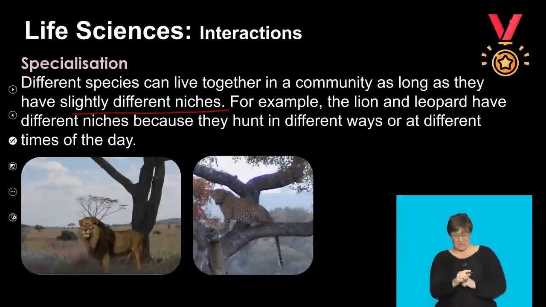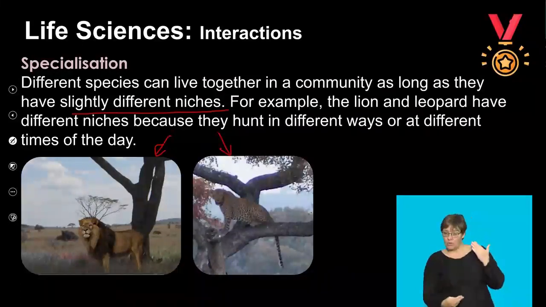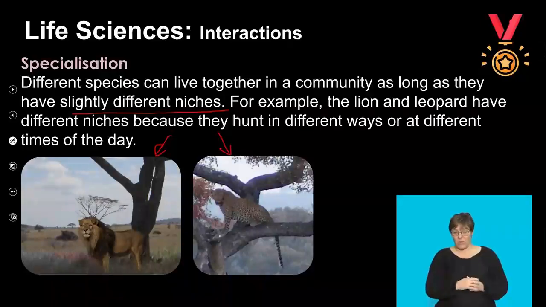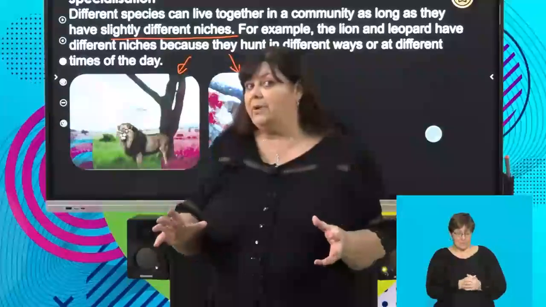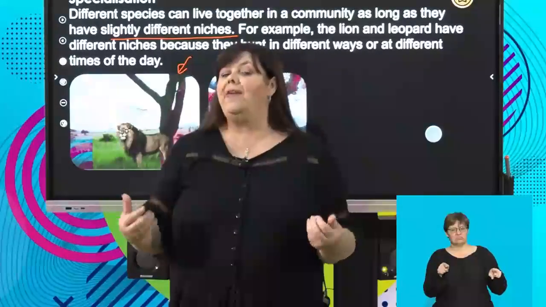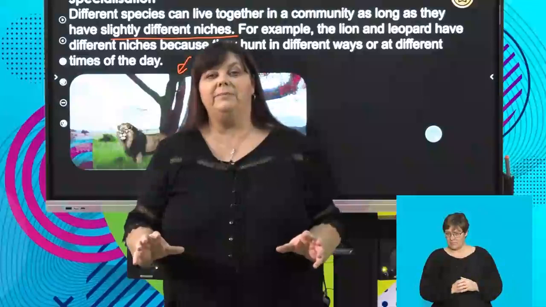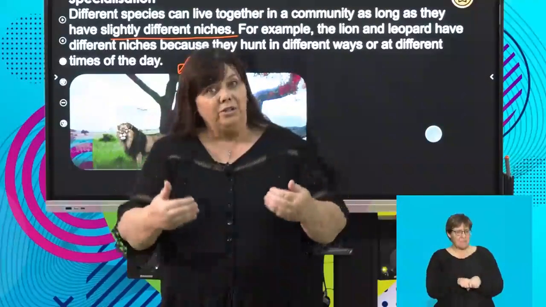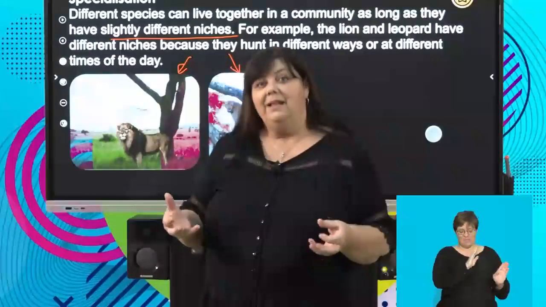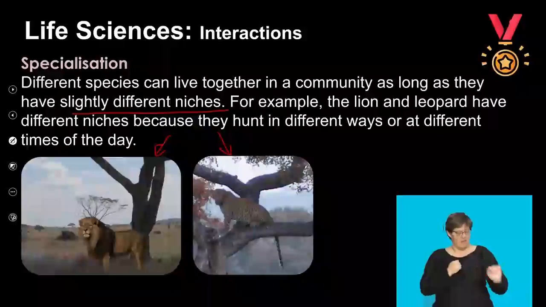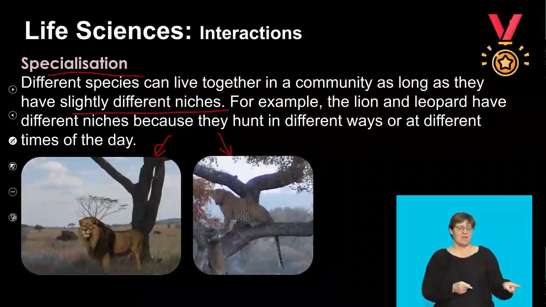So let's have a look at this example of lions and leopards. They are both apex predators. They both hunt and catch similar kinds of prey species. So how are they both able to compete in a particular ecosystem when they are using the same prey species? Well, they'll have different behaviors. They will behave and specialize in different ways. They might capture their prey at different times.